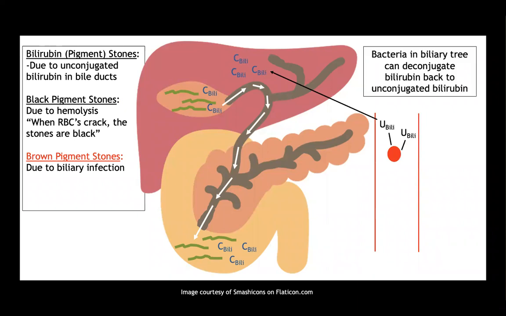What happens here, though, is that if you have an infection in your biliary tree, that bacteria that's in your biliary tree, whether it's in your gallbladder or your ducts directly, can deconjugate some of that conjugated bilirubin into unconjugated. And that can ultimately form brown pigmented stones. So remember, for the mnemonic for this, remember that when an infection goes down, the stones are brown.